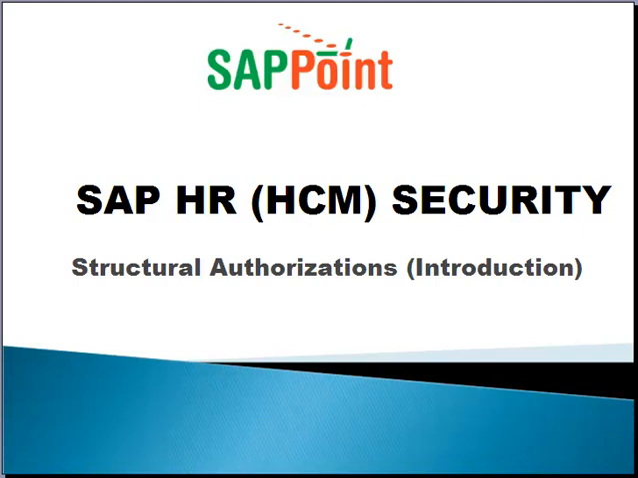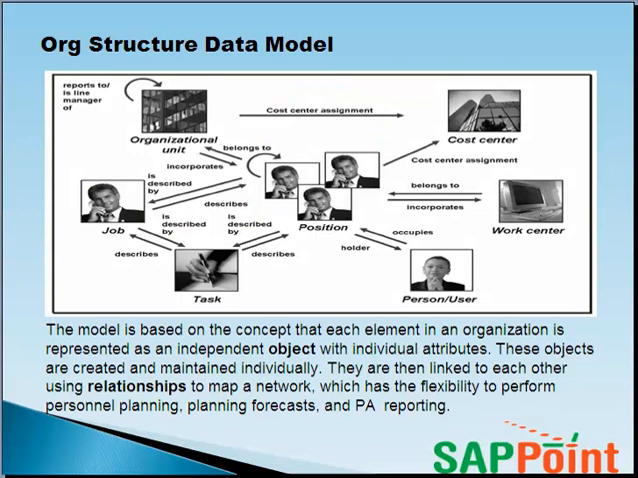The second method, which could be an extension of general authorization checks, is by implementing the structural authorizations. Structural authorization is a concept using which you can restrict access to the personal data in certain substructures of an organizational unit. So the structural authorization is based on the organizational structure.